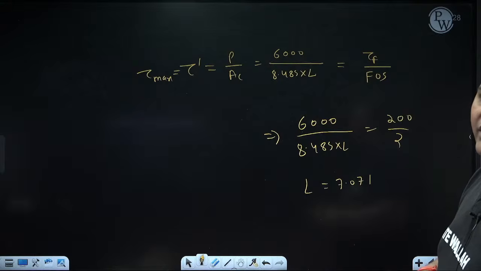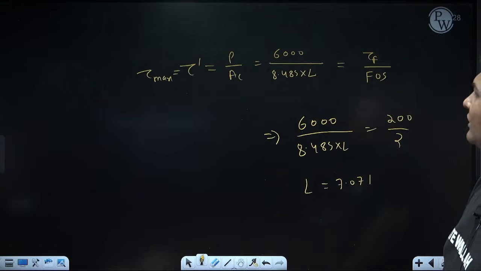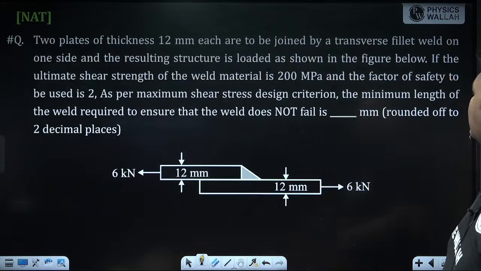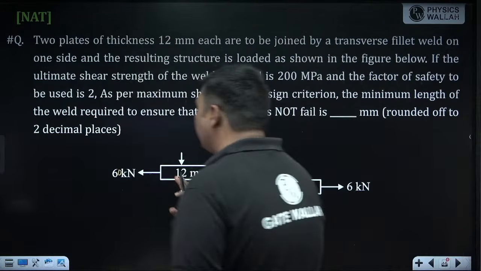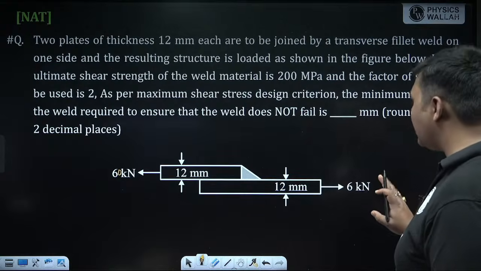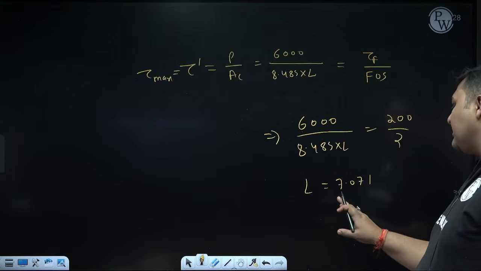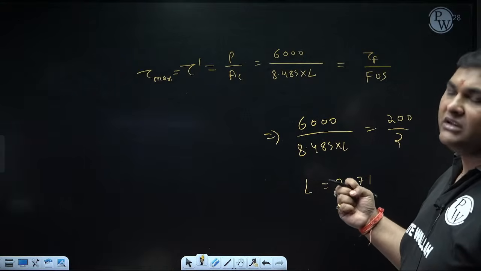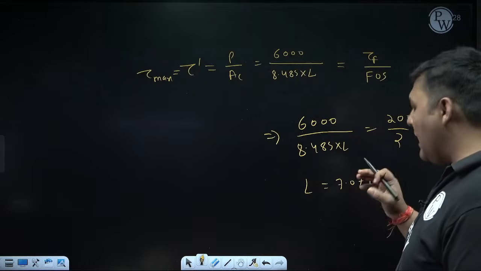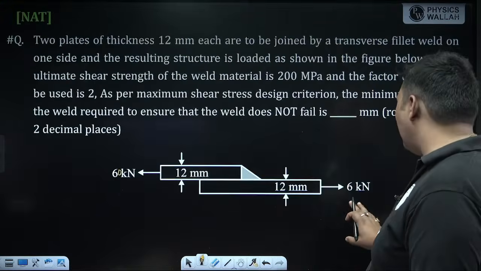Actually, it is coming very less. I think there is some typing error. Actually, it was 60 kilonewton. But suppose the same question comes in GATE with 6 kilonewton, you put this answer, whatever it is coming. But actually, the length should come more than the thickness. But if suppose it is 6 kilonewton, put this as your answer.